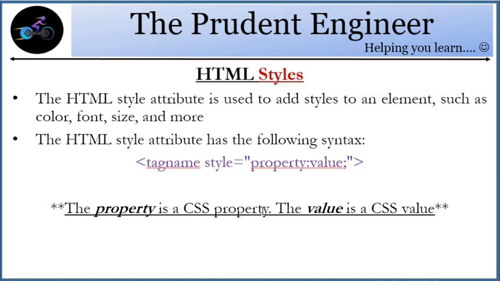Right now I won't be explaining much about the CSS property and CSS value, but for instance just know that font color is the property and red is the value. Just remember it this way.